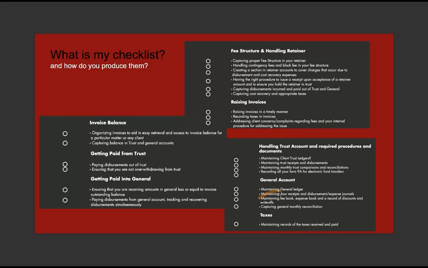Now let's move on to general accounts. In general accounts, what the Law Society is looking for is: are you maintaining proper general ledgers? Are your receipts and disbursements journals accurate, the way the Law Society wants? They're looking at the fee book, expense book, and recording of discounts and other write-offs, so that you're capturing HST properly. And capturing general monthly reconciliation.